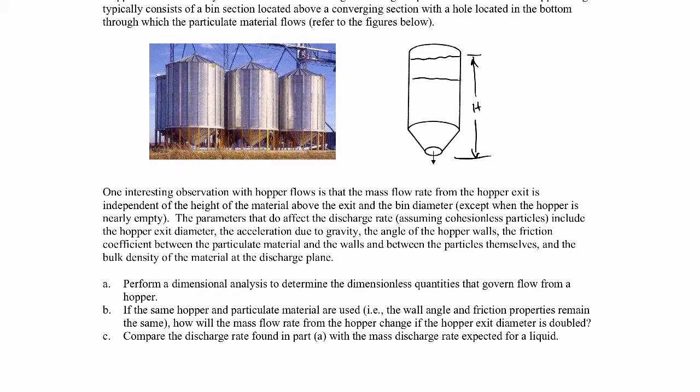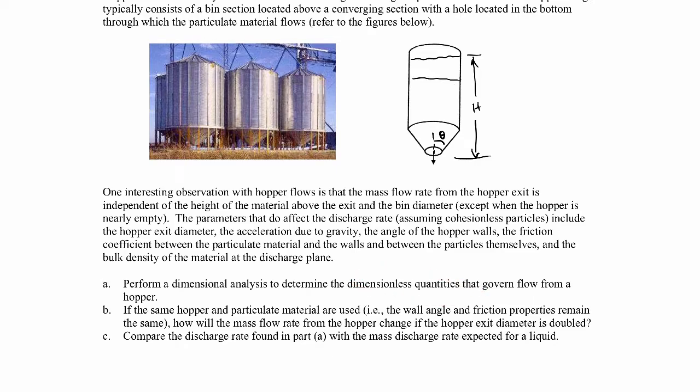Okay, so we know from experimental measurements that the flow rate from the exit will be a function of the hopper exit diameter, acceleration due to gravity, the angle of the hopper walls, which we'll call theta, the angle with respect to the vertical, the friction coefficient between the particulate material and the walls as it slides against them, the friction coefficient between the particles themselves, as well as the bulk density of the material at the discharge plane.